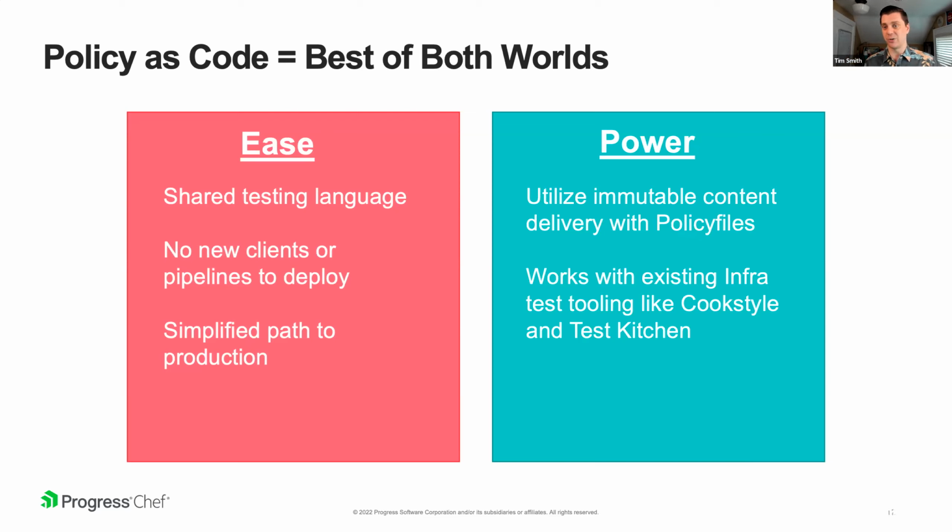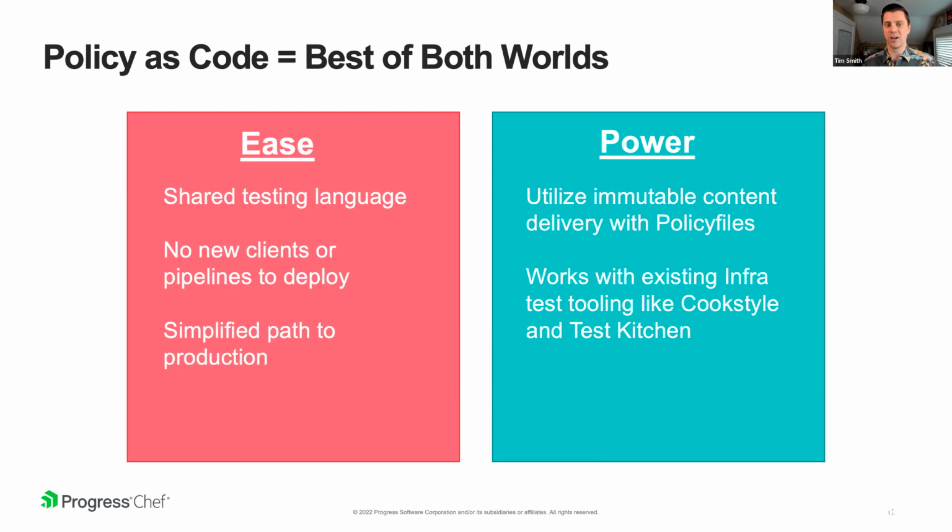There isn't any new client to deploy here. This is all through the Chef Infra client. And that means there's a nice, simple path to production, right? We don't have another CI pipeline. We don't have another tool you have to push out. This is all through the existing pipelines and tooling that you already have.